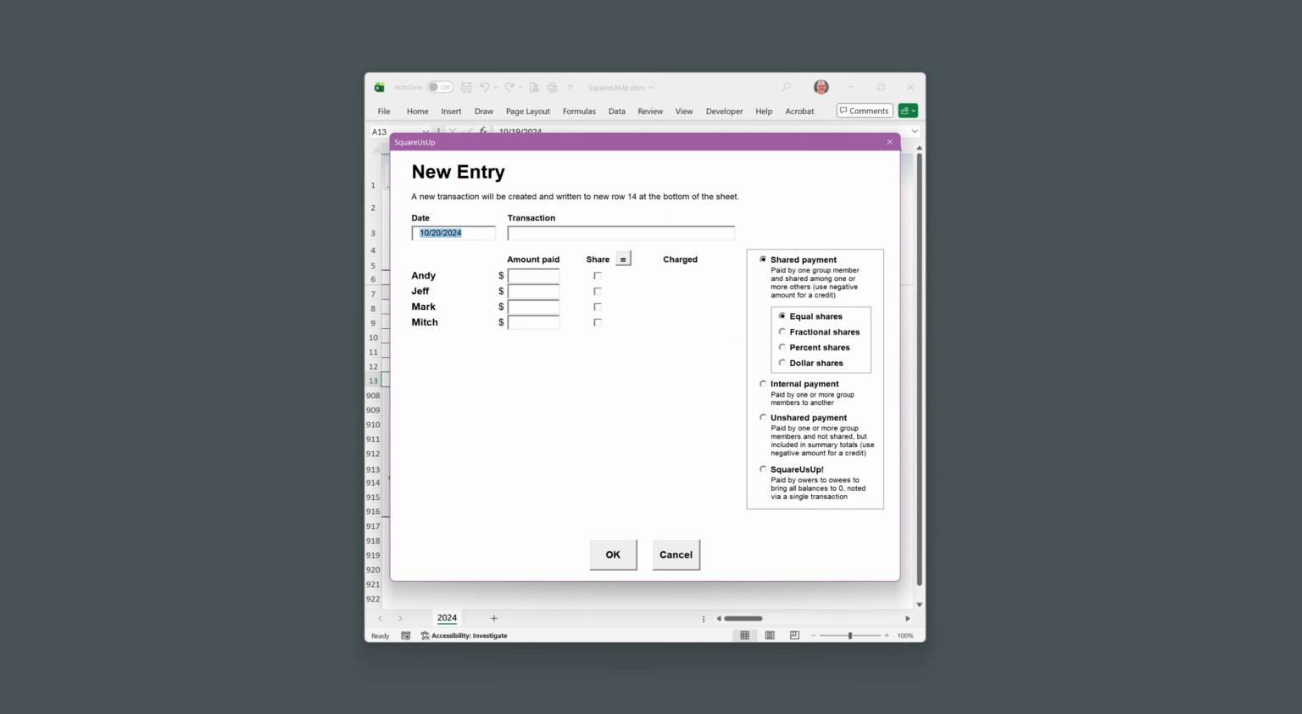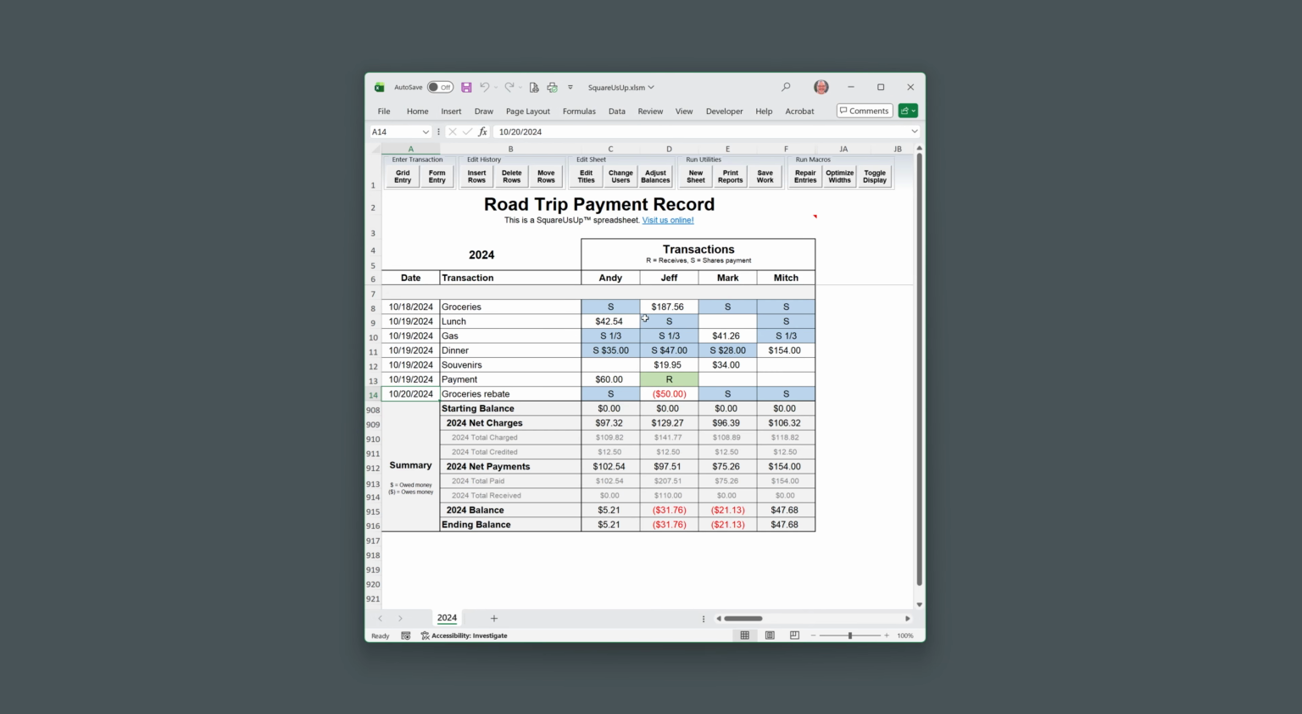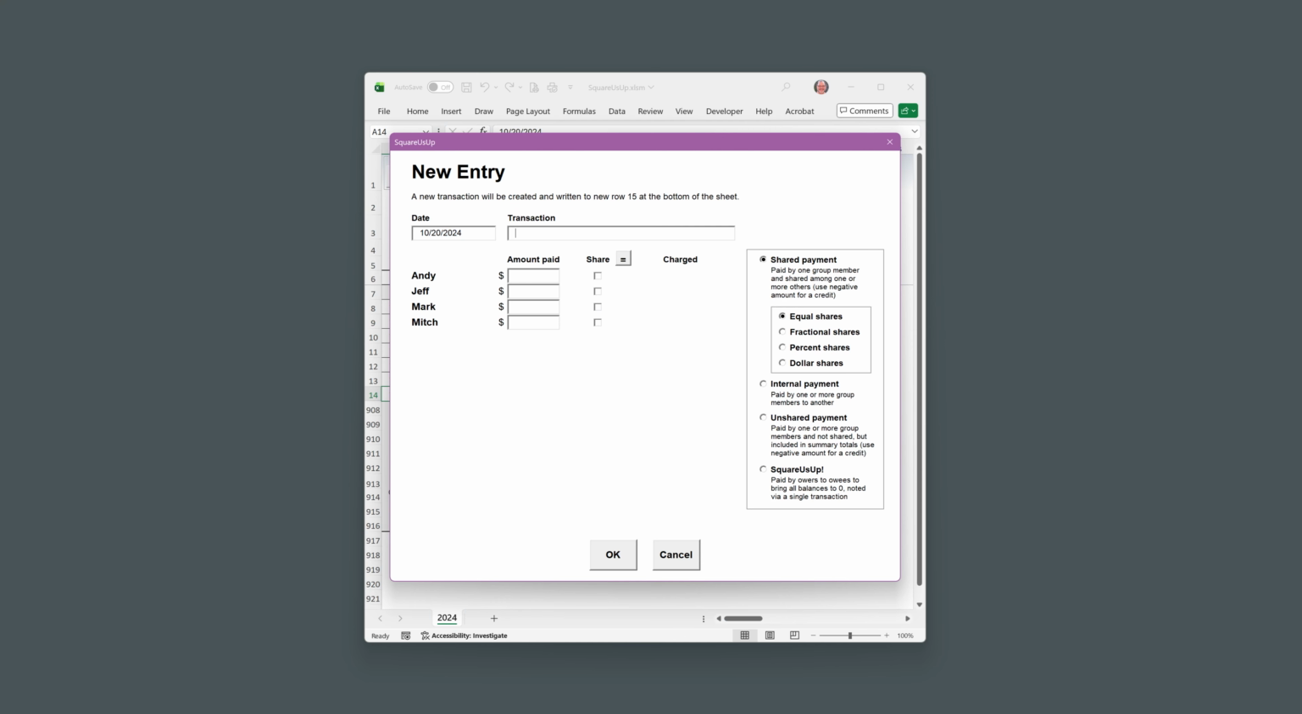At this point, Jeff received a groceries rebate from the program he was in at his grocery store. He got a rebate of $50. A rebate means he received money rather than paying it, so it would be a negative amount of money, and it, of course, will be shared equally with the other members of the group, just as the original groceries expense was. And when we click OK, it's just a normal transaction, except for the fact that Jeff received $50 instead of paying $50.